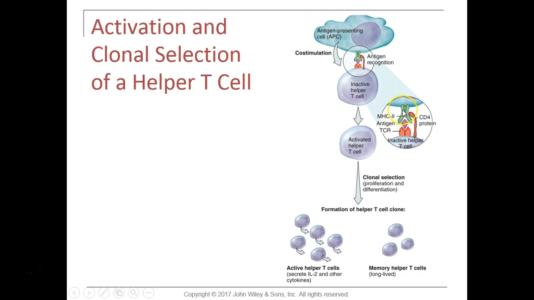So the MHC2 molecule on an APC has the job of demonstrating the antigen protein to the helper T cell. Now the T cells all have what we call TCRs. This stands for T cell receptor. And the TCRs, if they have the capability of binding to the antigen, they bind to it. So there's two binding events that are required in order for the activation of a lymphocyte to occur.